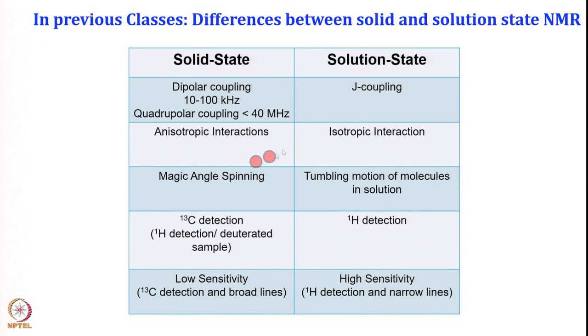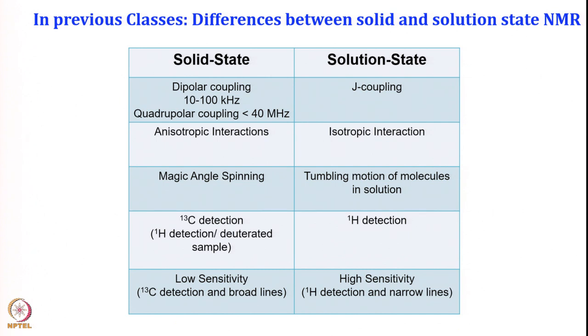One of the major differences is that in solution state, most of the polarization transfer happens through J coupling. Because of the fast tumbling of the molecules, the other interactions that are present are averaged out, and that is why the dominant mode of magnetization transfer is via J coupling. However, in solid, because of lack of motion, we have dipolar coupling and quadrupolar coupling, and that leads to anisotropic interactions. In liquid or solution state, these anisotropic interactions are averaged out, and we have only isotropic interaction.